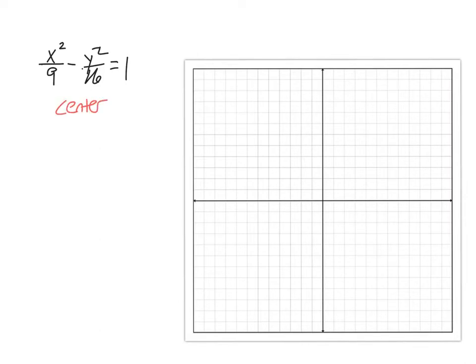And because we're not adding or subtracting anything from x or y, our center is at 0, 0. And then we focus on our denominators here. So we've got a squared is 9, which means that a is 3. So along the x-axis, we're going to count out 3 units, 1, 2, 3, and then the other way, 1, 2, 3.